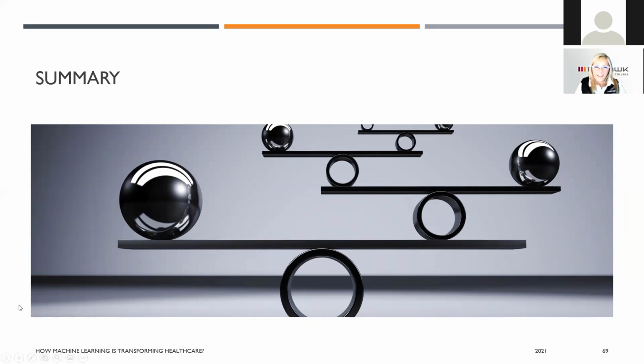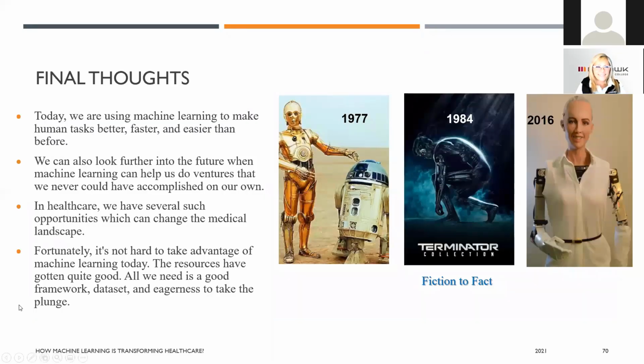I would like to share final thoughts about my idea about machine learning. So today we are using machine learning to make humans' tasks better, faster, and easier than before. We can also look further into the future when machines can help us do ventures that we never could have accomplished on our own. In healthcare, we have a number of such opportunities which can change the medical landscape.